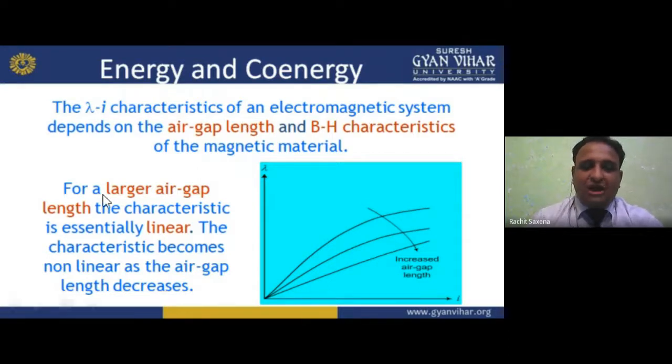Now for a larger air gap length, the characteristic is essentially linear. The characteristic becomes non-linear as the air gap length decreases. If the air gap length decreases, the lambda-I characteristic becomes non-linear. If I have a larger air gap, then we have linear. If I am talking about non-linear, it means the air gap length decreases. I hope you understand.